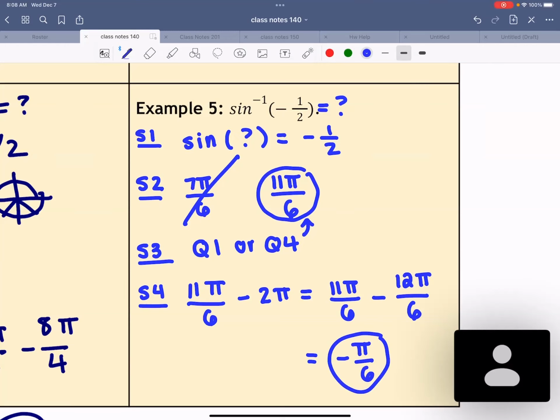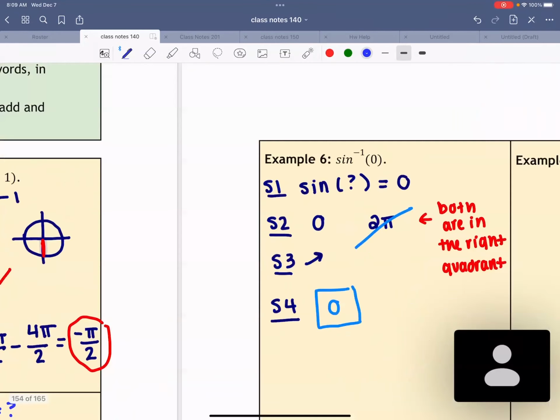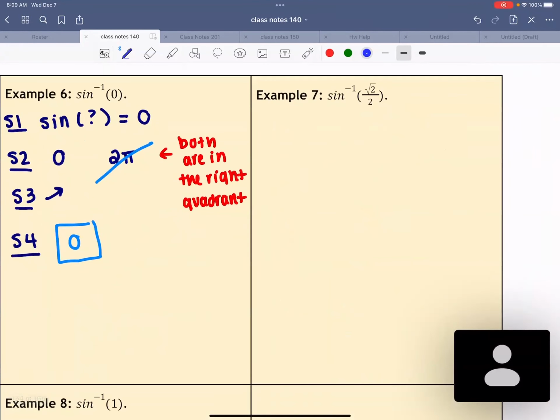All right. Now we've got 2 more sine ones that we haven't done yet. Do you want to go through those together, or if I gave you the answer, would you be comfortable doing those on your own? You know what? How about this? I'm just going to give you the answers for example 7 and 8.